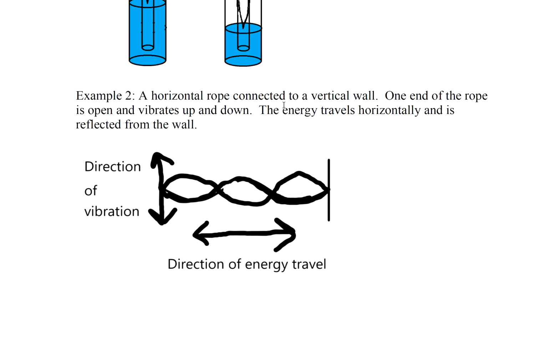Another example is a horizontal rope connected to a vertical wall. One end of the rope is open and vibrates up and down. The energy travels horizontally and is reflected from the wall. So here we have two waves, yeah? The direction of the vibration creates one wave, and then the wave bouncing back from the wall creates the other wave.